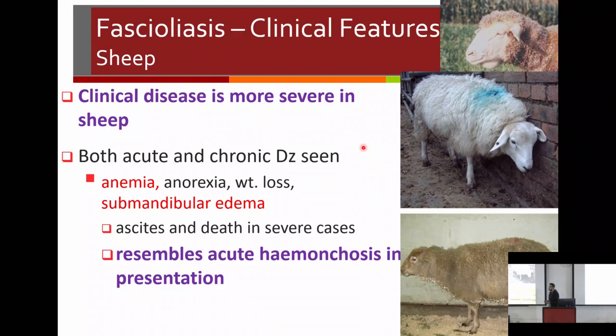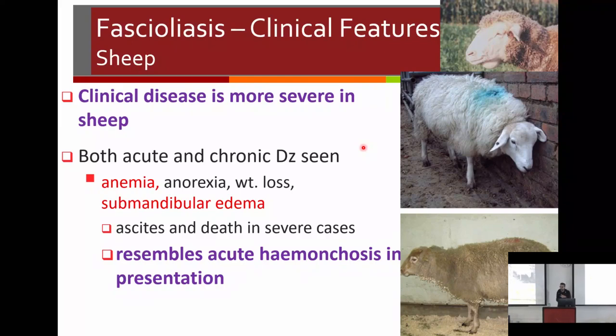However, in sheep it is much more severe compared to cattle. In the acute and chronic forms, you will see anemia, submandibular edema, anorexia, and weight loss. You will also see ascites or death in severe cases. So if you see anemia and submandibular edema in sheep, you can immediately think of what we have seen in haemonchosis, right? So that's the differential point.